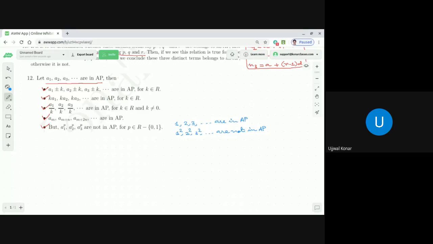So that is why, except the values 0 and 1 for any real number P, we get A1 power P, A2 power P, A3 power P, and they are not in AP. Clear, dear students? Yes. Okay. So these are the points you should remember.